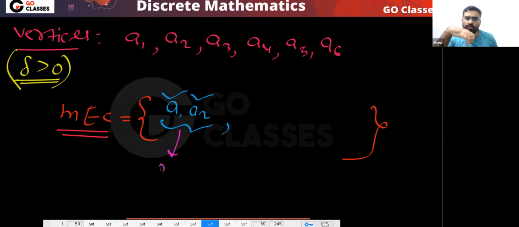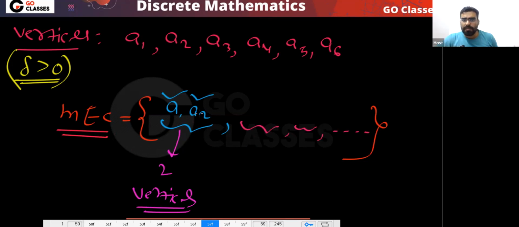One edge will give you two vertices. Tell me, minimum how many do we need to cover all the vertices? Minimum we need 3. Yes or no? Because one edge will give you two vertices. If I take one edge, E1, it will give you two vertices. So minimum 3 we need: two vertices, two vertices, two vertices. At least, okay, there can be more.